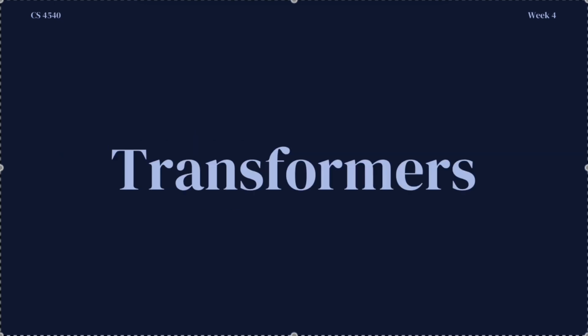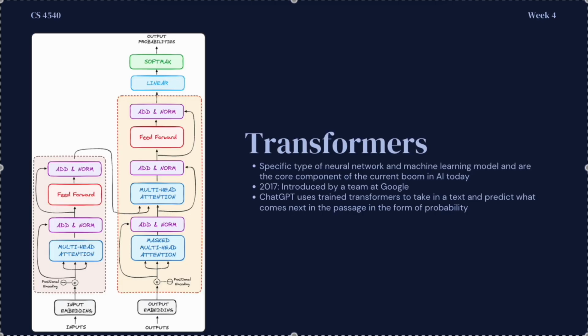First, we're going to be talking about transformers and how they work. We had a very brief introduction to them last week, and as we know, transformers are a specific type of neural network and machine learning model and are the core component of the current boom in artificial intelligence today. They are used in models that can take in audio to create a transcript and vice versa, creating generated speech from a given text.